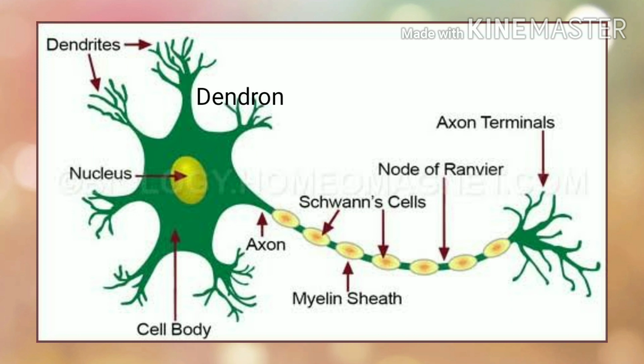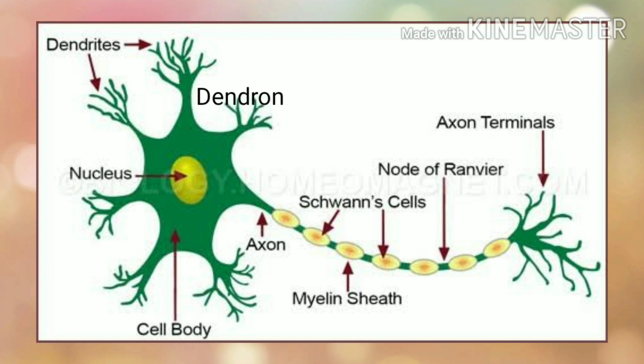Now look at the tip of the axon. The tip of the axon has some branches. They are called axon terminals, or axonites. Axonites are the branches at the tip of the axon. Clear?